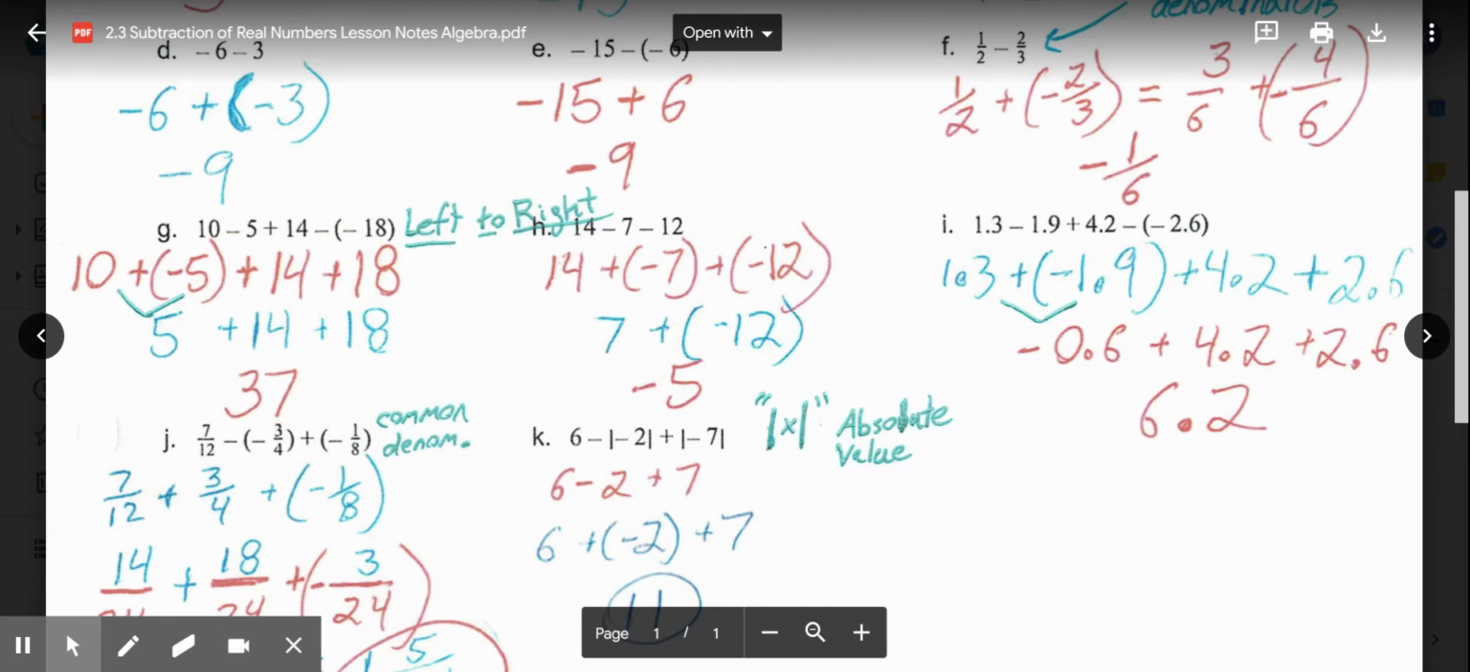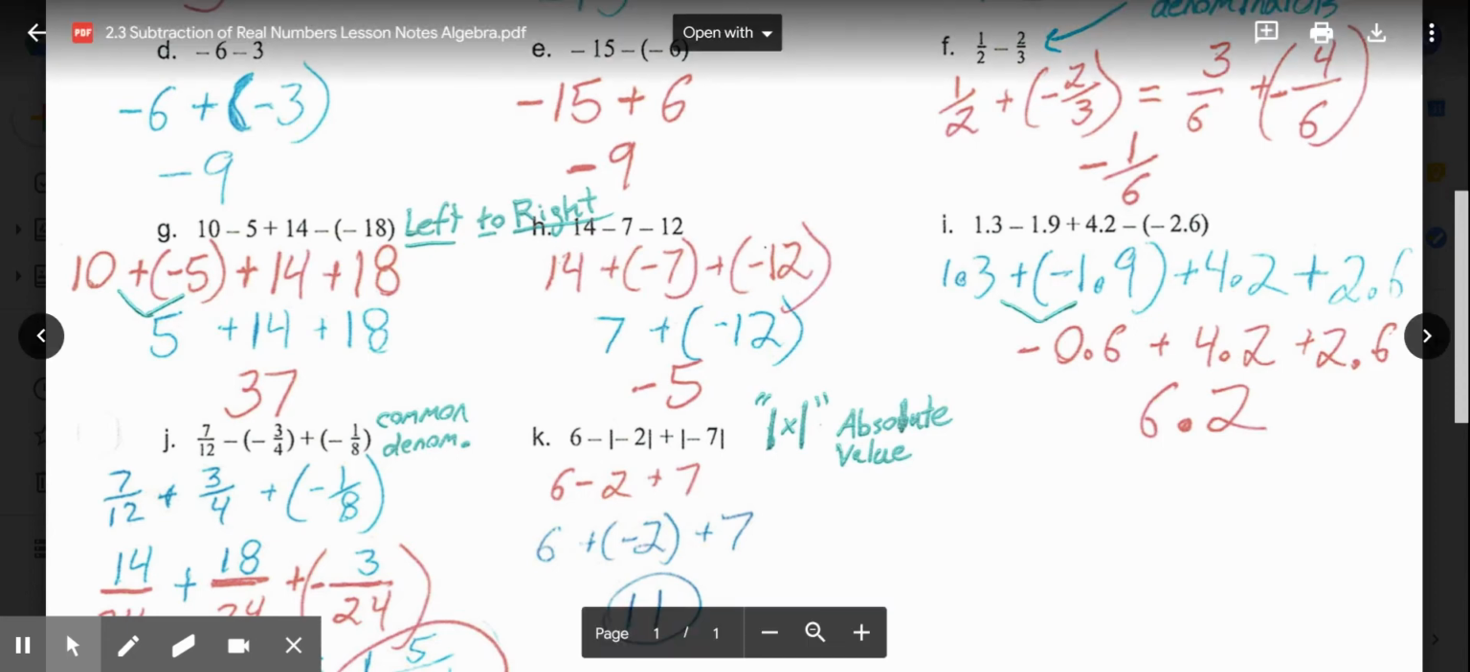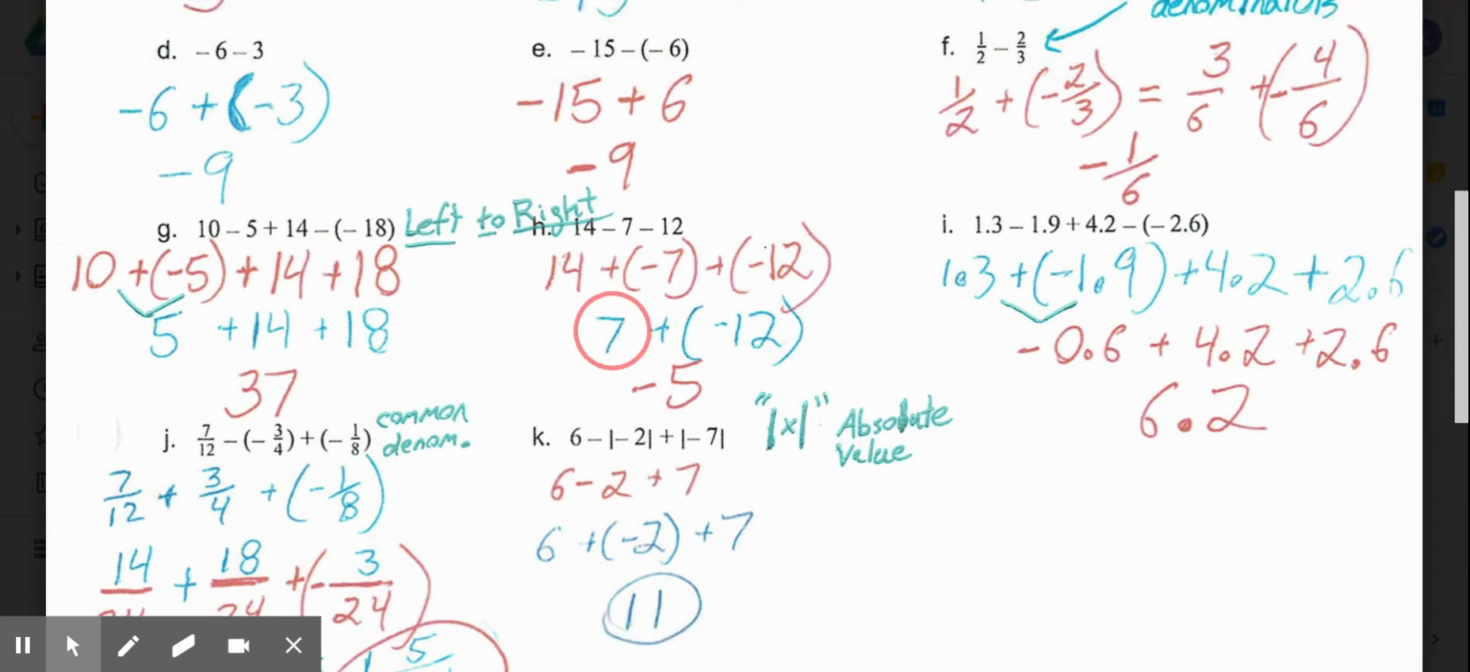In H, 14 minus 7 minus 12. So our subtraction gets changed to adding the opposite, so it becomes 14 plus a negative 7 plus a negative 12. 14 plus a negative 7 is a positive 7. 7 plus a negative 12 gives us a final answer of negative 5.